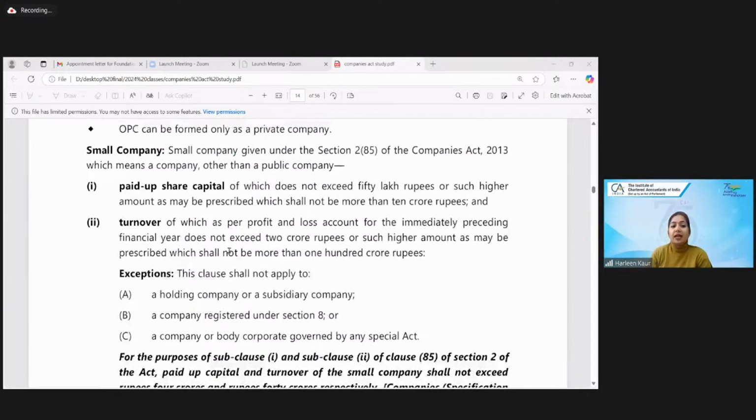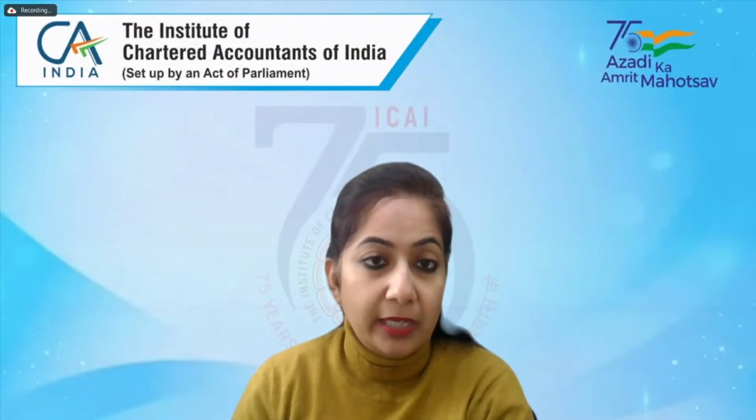Now let's understand small company. The definition of small company is given under section 2, clause 85. Small company is a company which is having a paid up share capital not exceeding 50 lakh rupees. Why have we not taken this up from my presentation? Because it is clearly given over there.